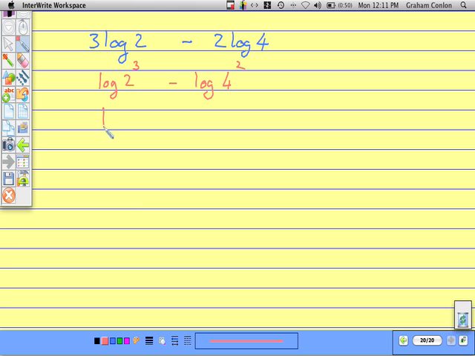Well, 2 to the power of 3 is 8, isn't it? So log 8 minus log 16, which we can now use the law which says if you're subtracting them, then that's the same as a division. So log 8 over 16, which equals log of a half. And that's the basic sensible idea. Let's just do a couple more of those. They seem to like them a lot.